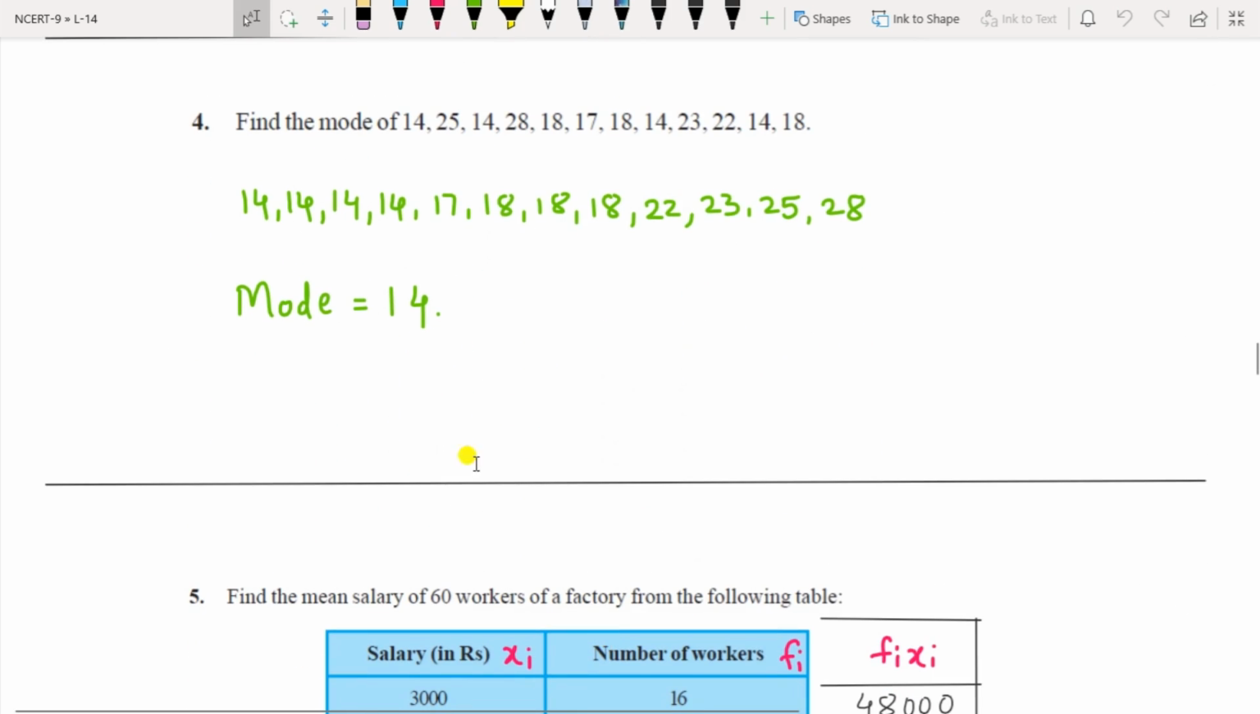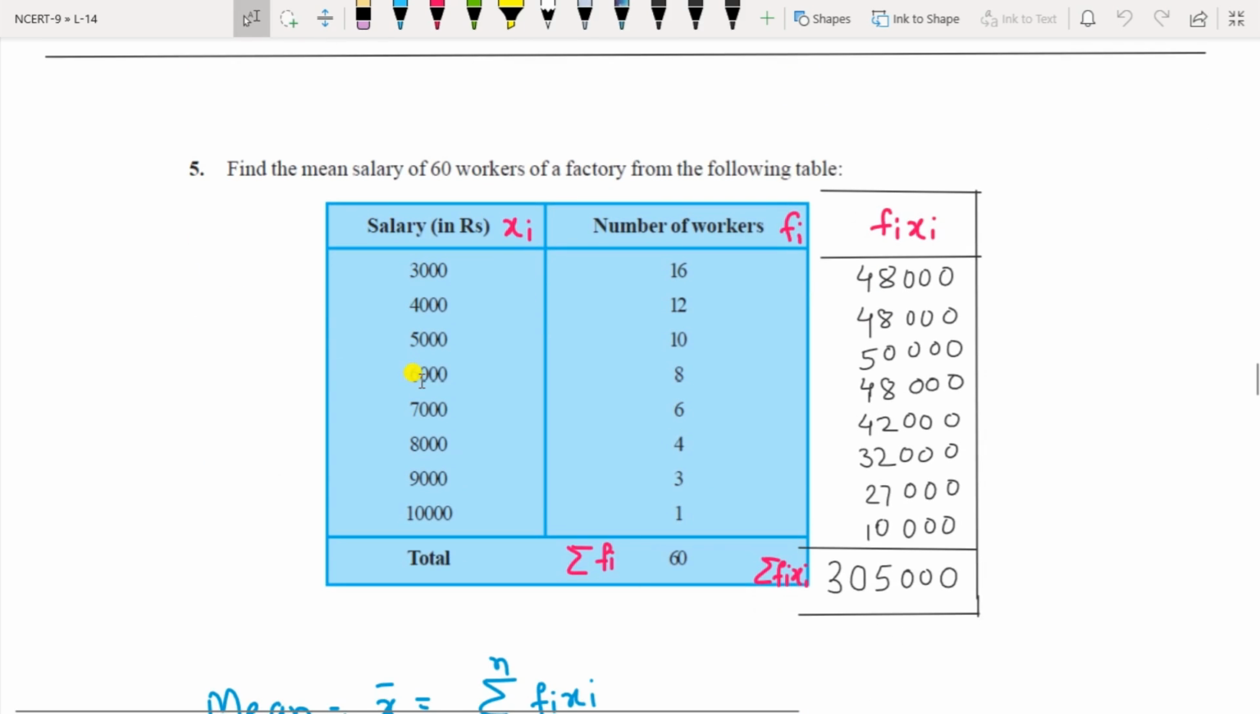Question 4th is find the mode of all these observations. So arrange them in the ascending order. Now here you can see 14 is occurring 4 times, 18 3 times, rest all are 1 time. So 14 is occurring maximum number of times, so mode is 14. That's it.